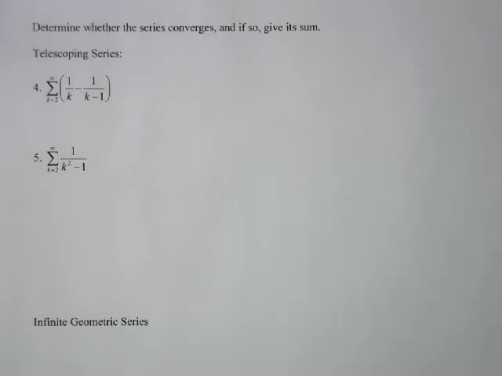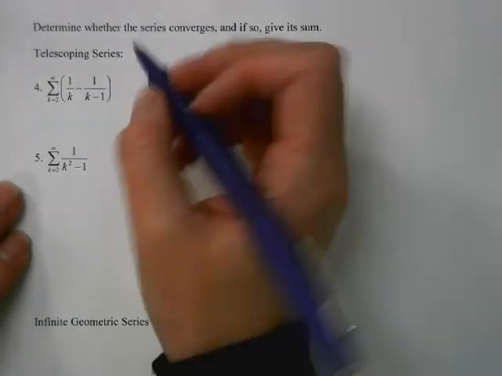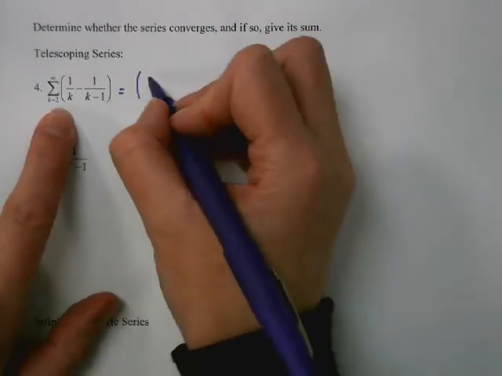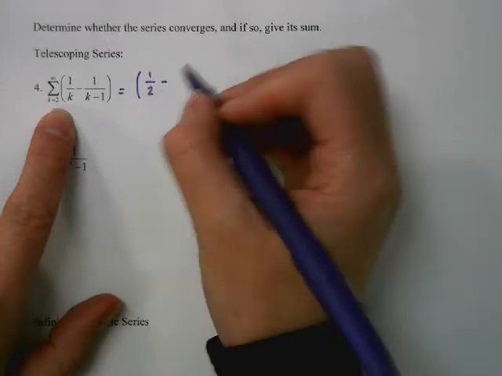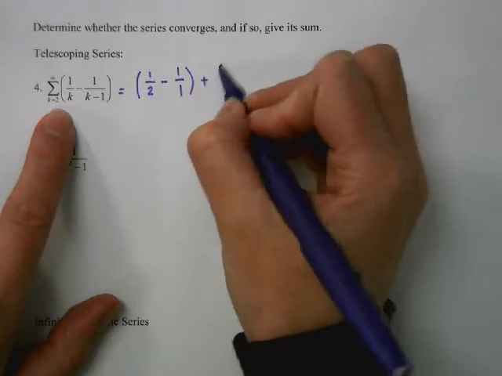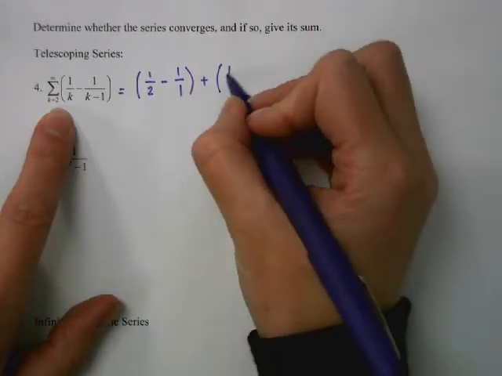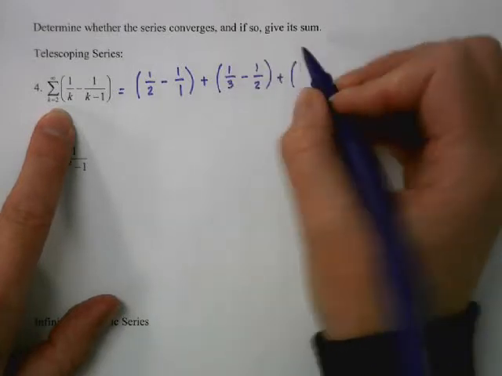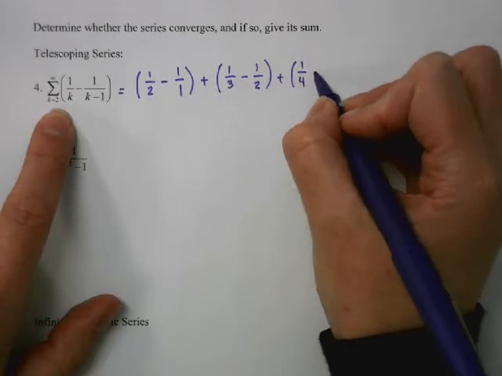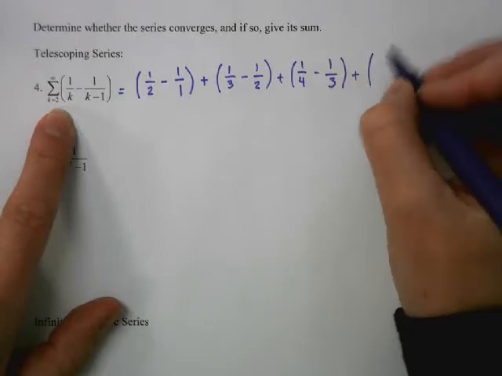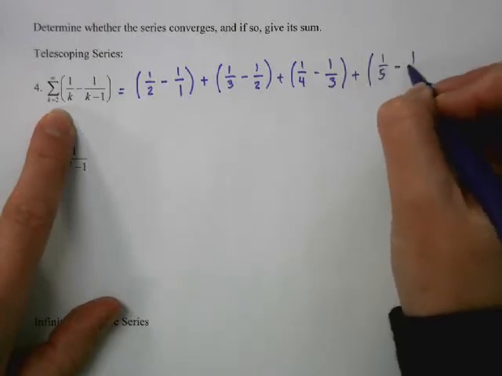Okay, now we're going to look at some other types of series. This series here is what we call a telescoping series, and you're going to see why. Okay, so I'm going to start by plugging in 2. So I'm going to have 1 over 2 minus 1 over 2 minus 1, or 1. That's my first term. My next term, I'm going to plug in 3. So we're going to have 1 over 3 minus 1 over 2. We're going to have 1 over 4 minus 1 over 3. Let's do one more. 1 over 5 minus 1 over 4.